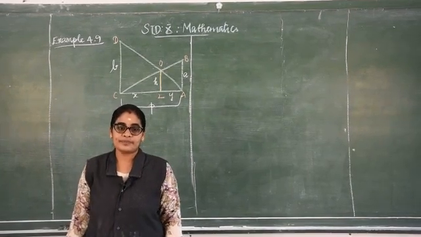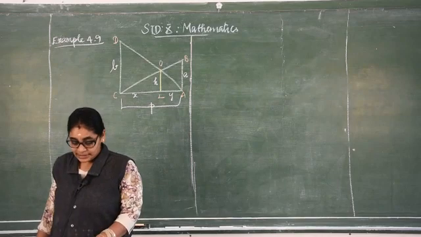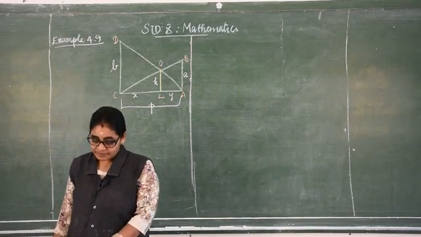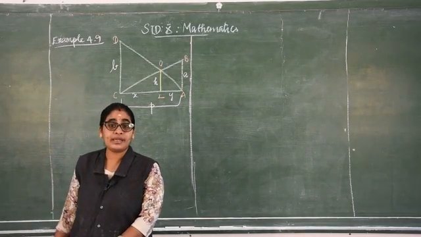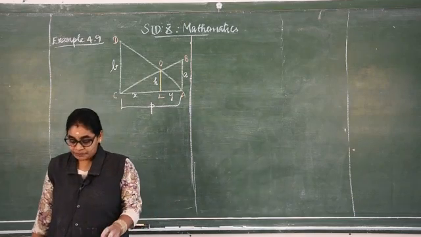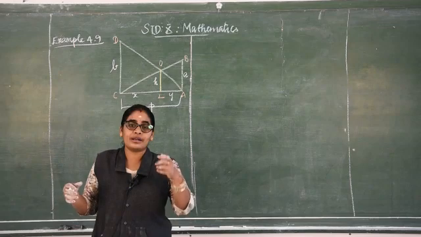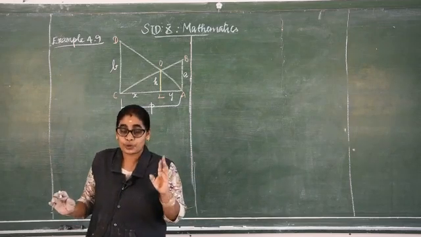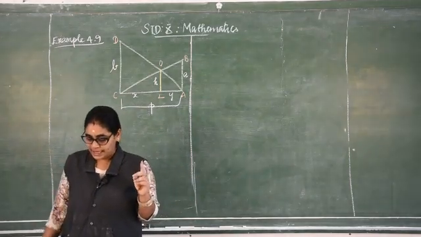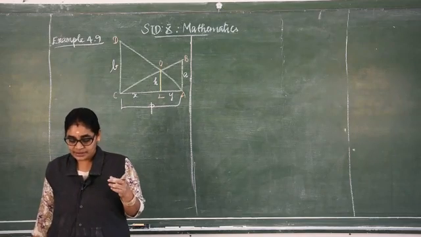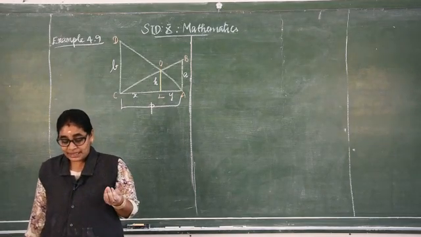Good morning, boys. In the previous class we learned up to 4.8. Now we are going to learn example 4.9. Two poles. You know what a pole is? In your school you might have seen a flagpole. So, two poles of height A meters and B meters, which are P meters apart.